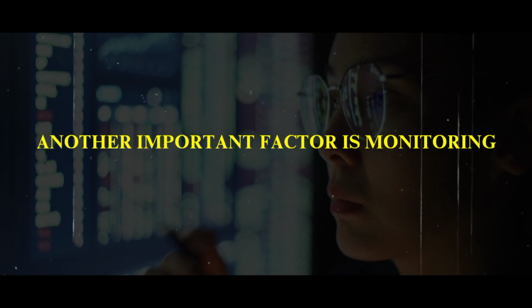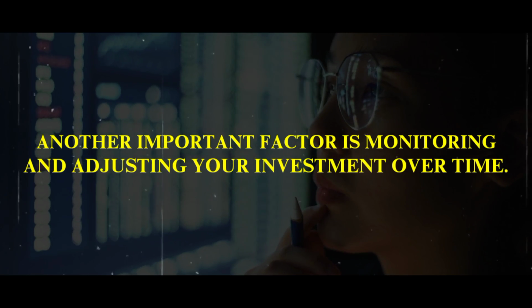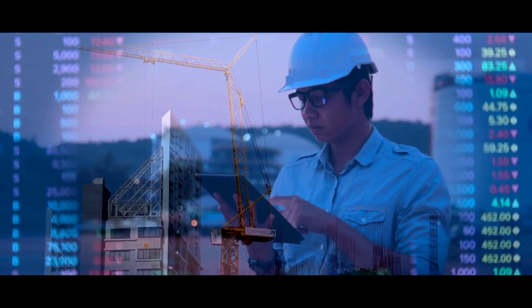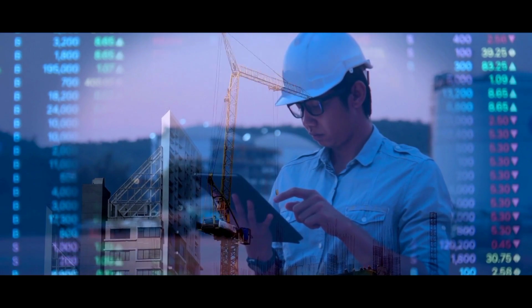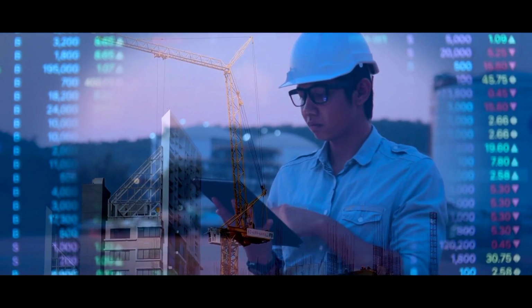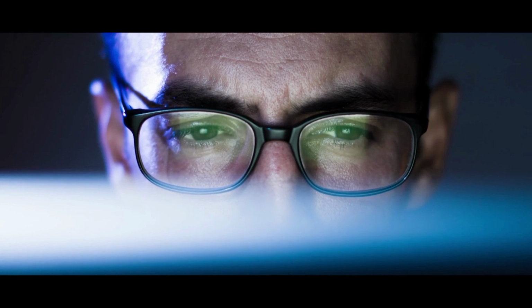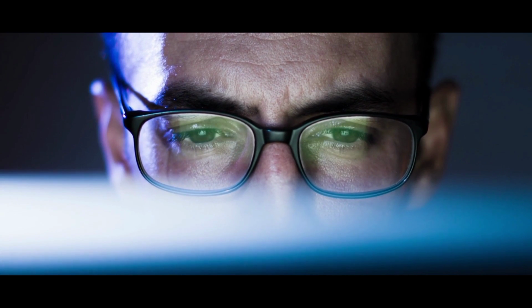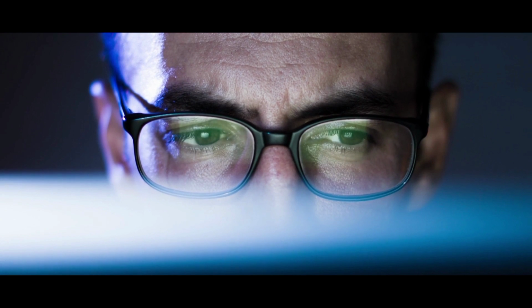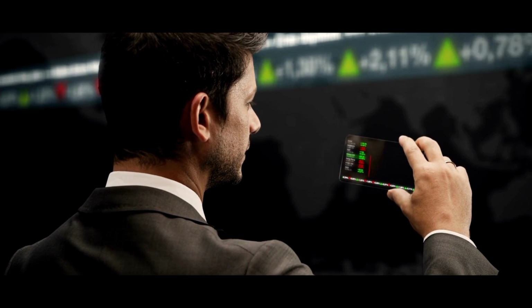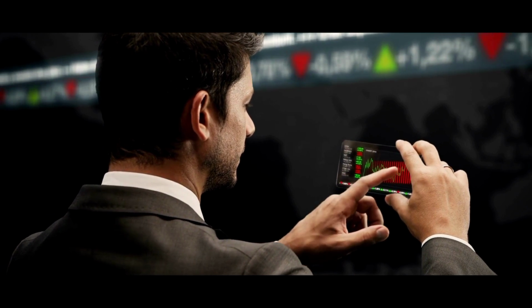Another important factor is monitoring and adjusting your investments over time. Once you've made your investments, it's important to monitor and adjust them as needed to make sure they're still on track to help you reach your financial goals. This can include rebalancing your portfolio to make sure you're still diversified and aligned with your risk tolerance, as well as reviewing your investments periodically to ensure they're still performing well.